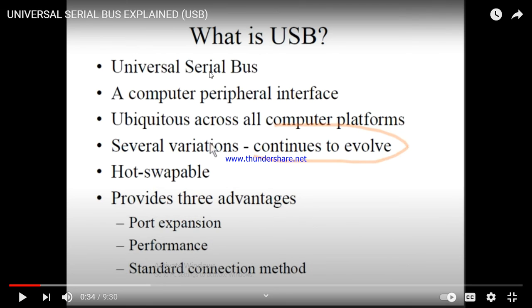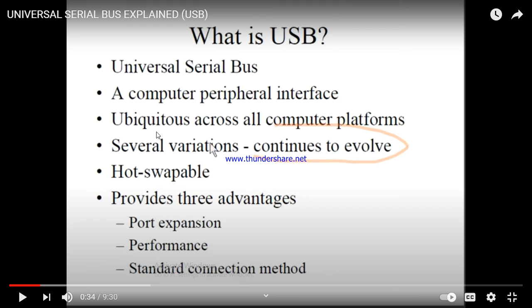It is Universal Serial Bus. USB is Universal Serial Bus. This is the full form of USB. A computer peripheral interface. What is USB? It is a computer peripheral interface. Means what? We can connect a USB to our computer, to any different devices which work or which compute these things. So that's why this line comes over here. It is a computer peripheral interface.